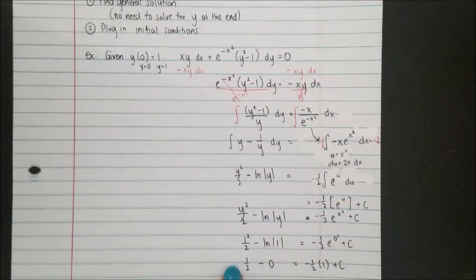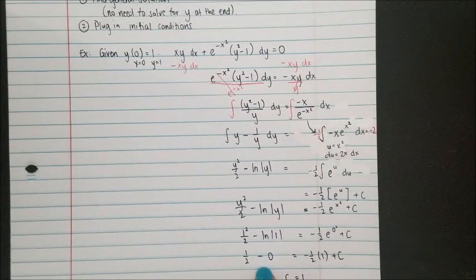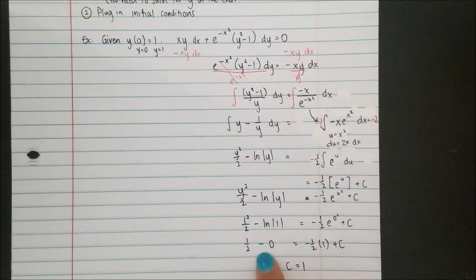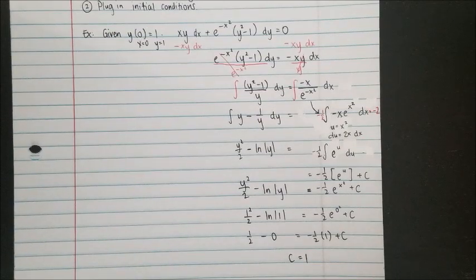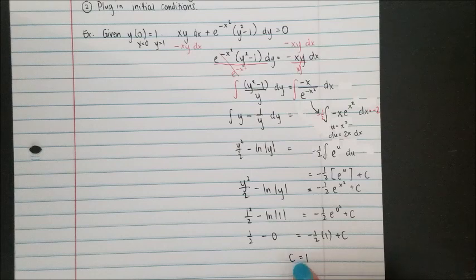1 squared over 2 becomes 1/2. Natural log of 1 is just 0. E to the 0th power is just 1, so multiplied by negative 1/2 would be negative 1/2. I can add that over to the other side to end up with c equals 1. Okay, so then my particular solution, I'm just going to plug that back in for c and then simplify things a little bit.